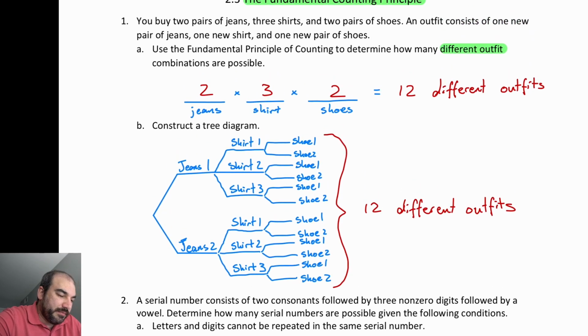Any questions on that? On what the fundamental counting principle is?